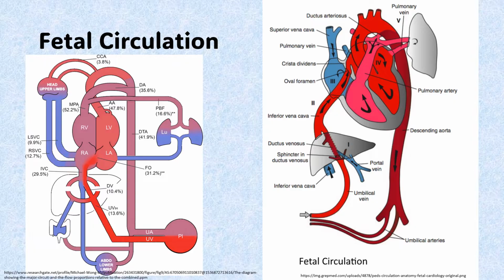The majority of cardiac output from the right ventricle is to the placenta and lower half of the body. The majority of cardiac output from the left ventricle is to the heart, brain, and upper body. The ventricles then work unequally, but together to contribute to cardiac output.